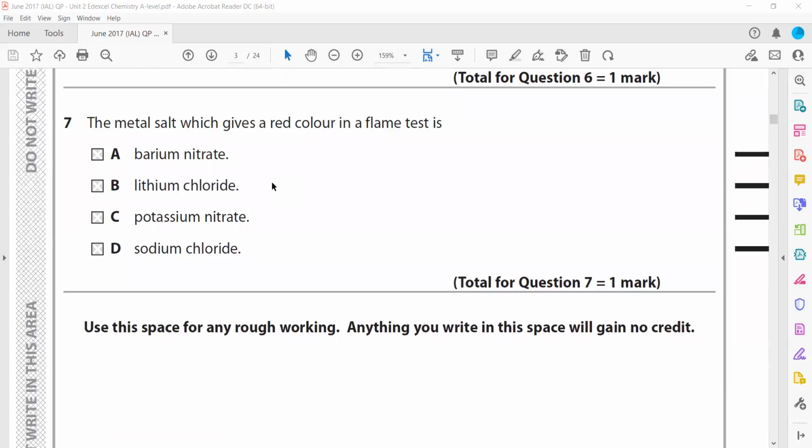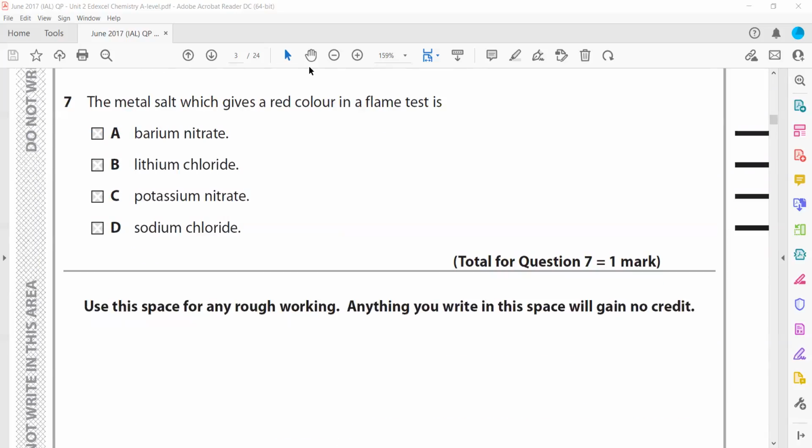A metal salt gives a red color in a flame test. So what could the metal salt be? Barium gives a green flame, potassium gives lilac, and sodium gives yellow. So which one gives a red flame when we check the options? This one gives a green flame, this one lilac, this one yellow. So the red flame is due to lithium. So B is the right answer.